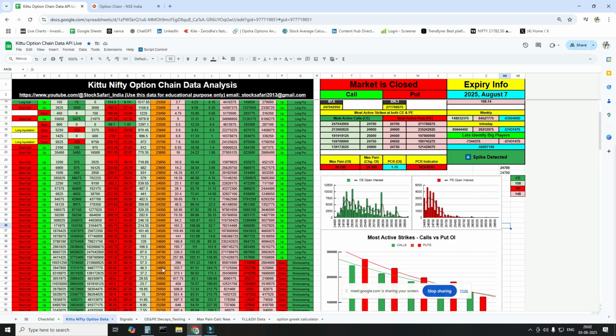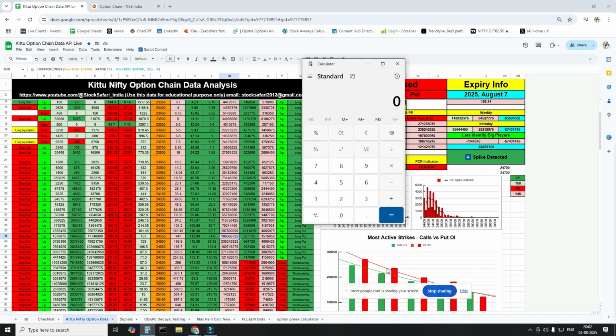24,570, let us take this one. Which is around 1063666725 divided by 75. See the contracts for one single strike price, we have around 14 lakh contracts built.